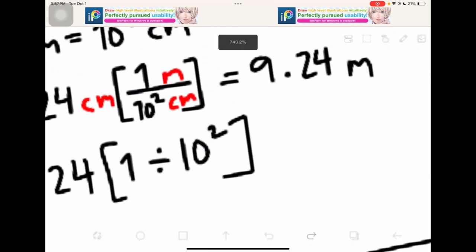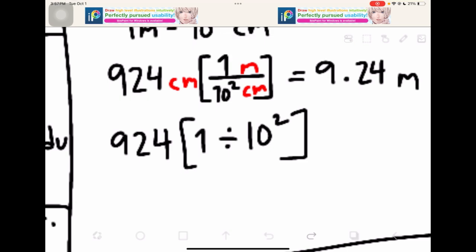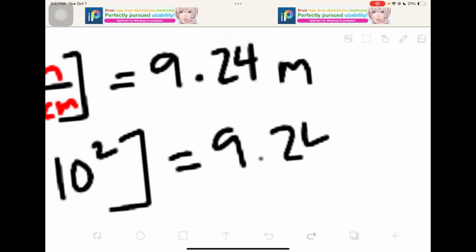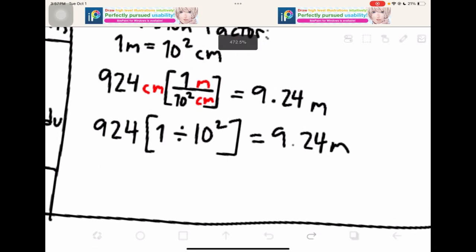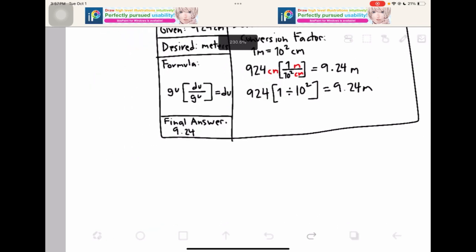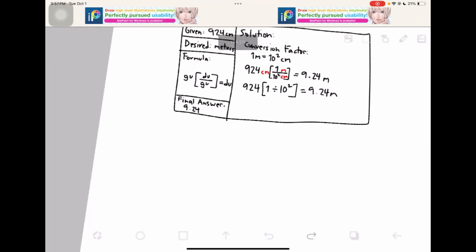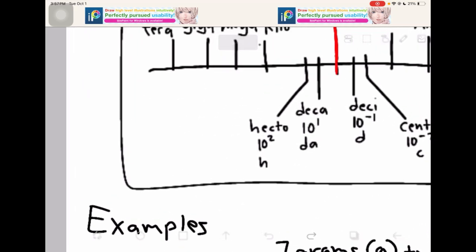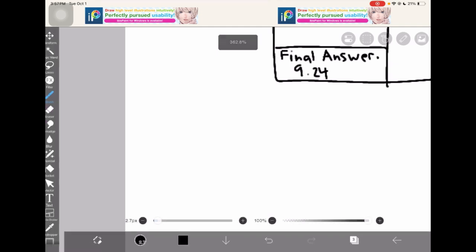So we type that in our calculator. We put 924 in parentheses, 1 divided by 10 raised to 2, is equal to the same thing, which is 9.24. So yeah, you just really disregard the units. How about once we have to cross first? How about we want to convert 0.45, let's put a number 3 first.